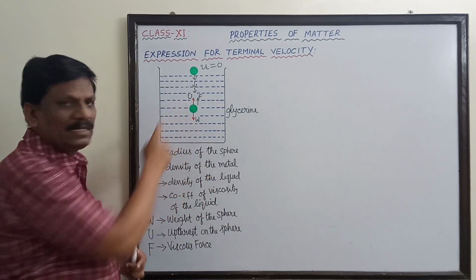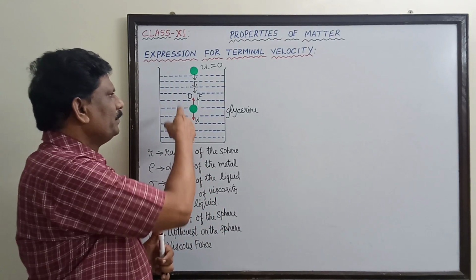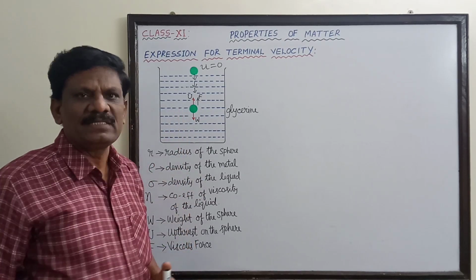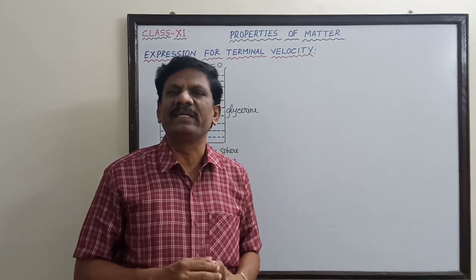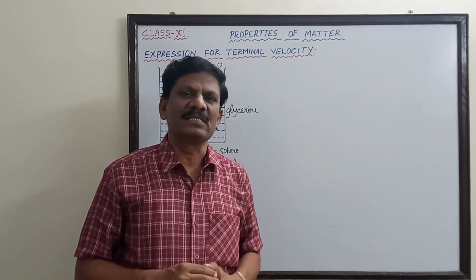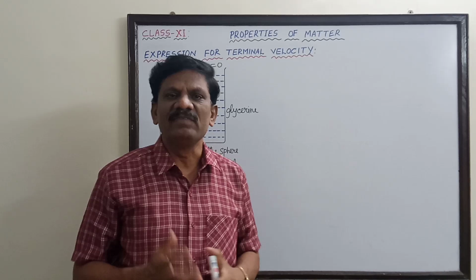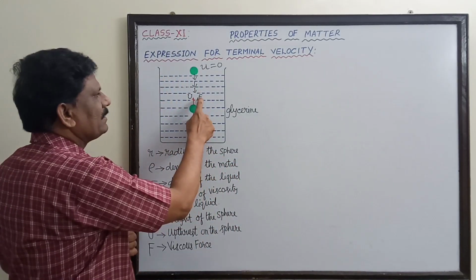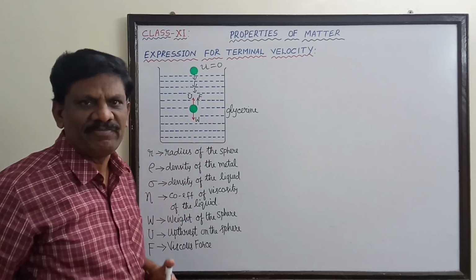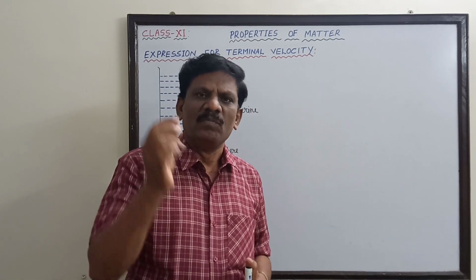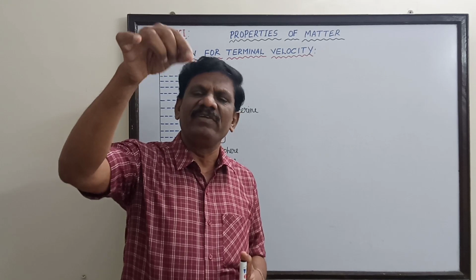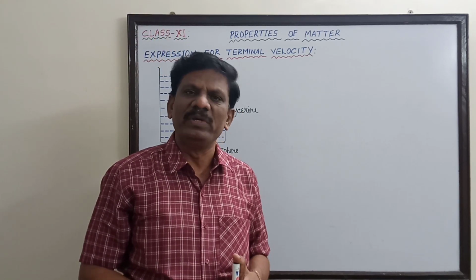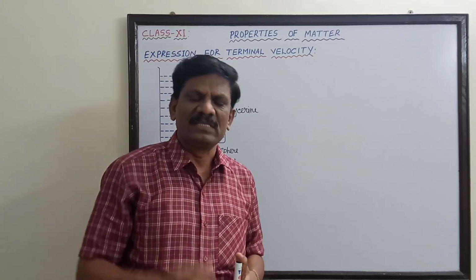So here U is the upthrust. Now, in addition to the weight of the body and the upthrust, another force is also acting on the same sphere. That is called the viscous force or viscous drag. That force is denoted by capital F. Now, the moment you drop the sphere on the free surface of the liquid, that is at the initial velocity u equal to 0, there is no viscous force.